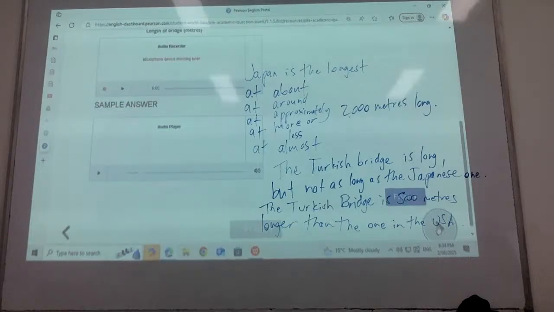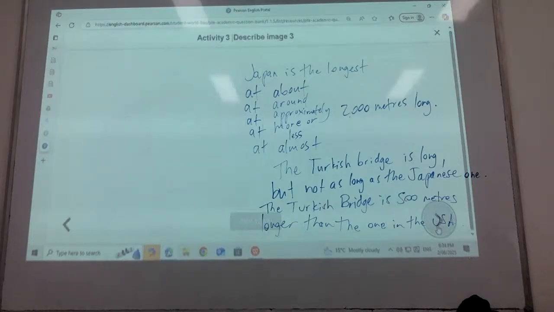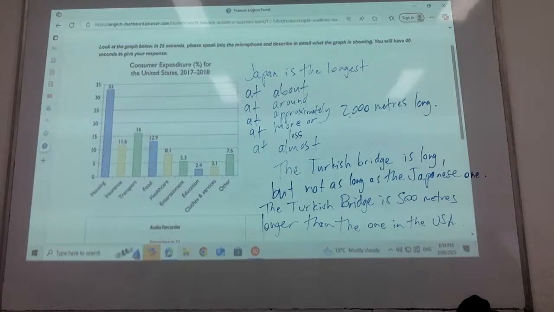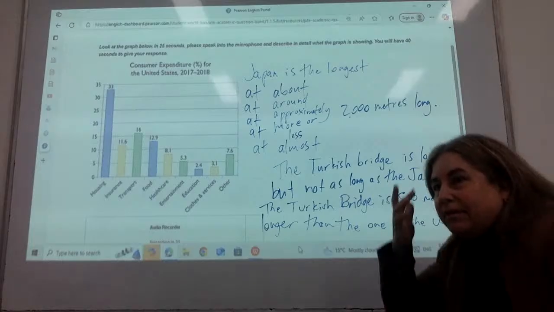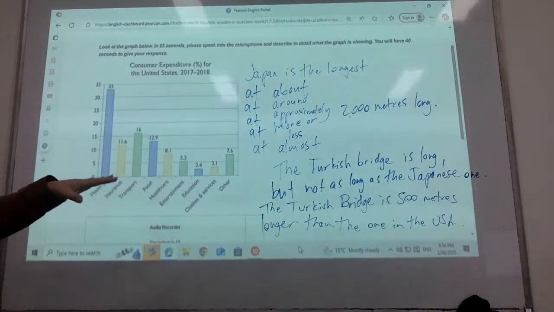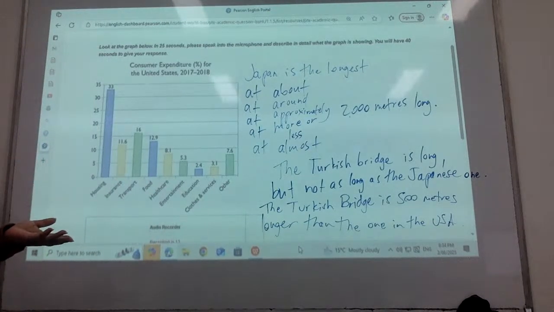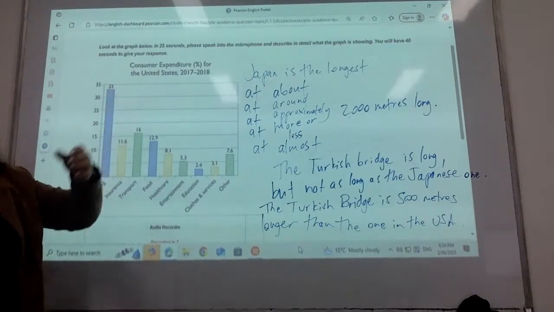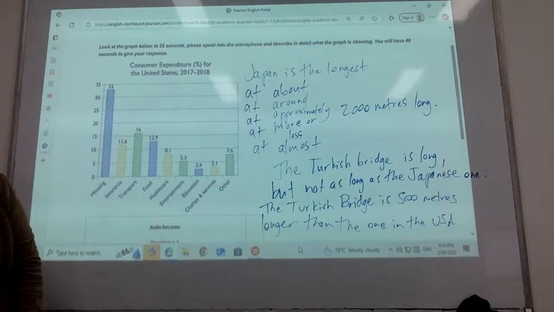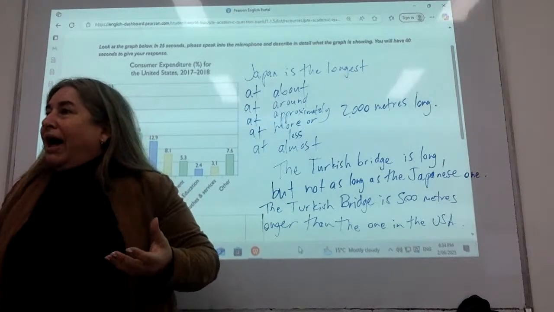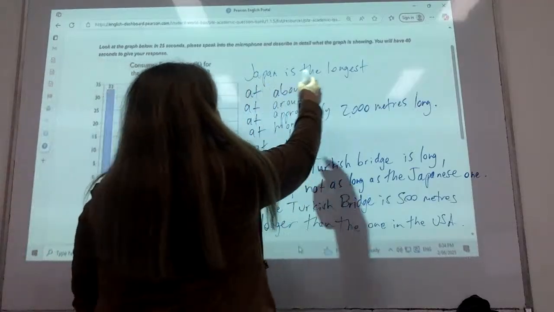So you see here, this is exactly the same. Okay, it's a different image. You're looking at different things, but you're going to do the same thing. Now here, it's talking about consumer expenditure. So what is expenditure? How much people spend. Who? The consumers. We're consumers. All of us are consumers. If we buy, then we consume, correct?